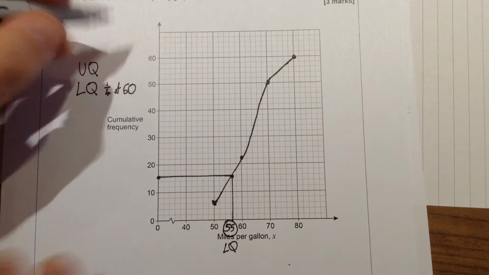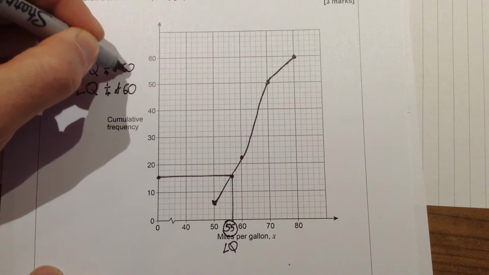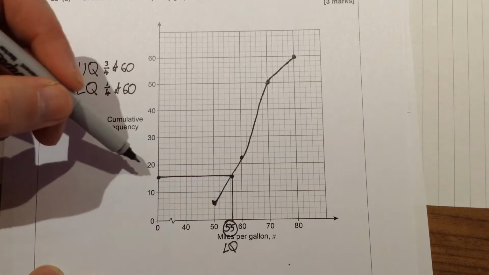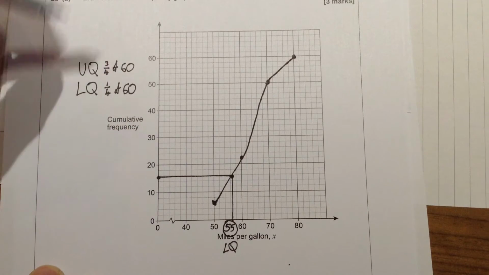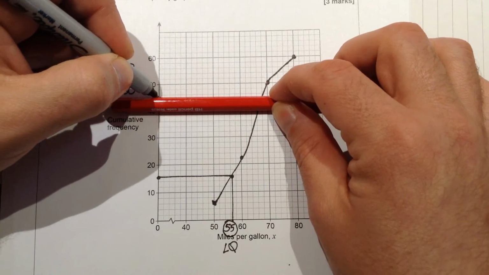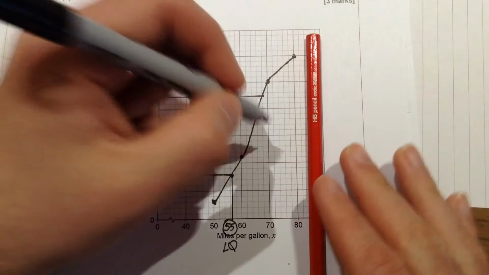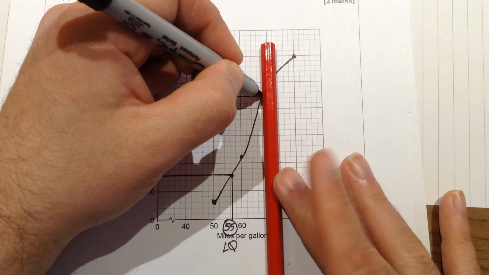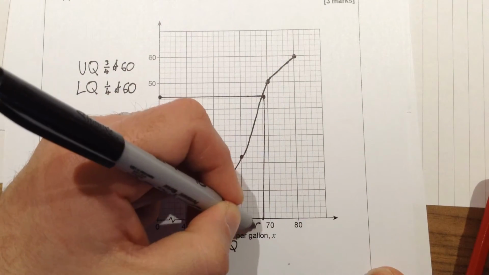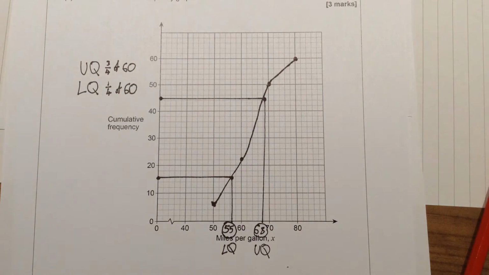And for upper quartile, it's 3/4 of 60. So the upper quartile is 3/4 of the way through the data. Well, if that was 15, 3/4 would have to be 45. So I'd do the same thing, draw a line across from 45 until I hit the curve, and then straight down from that point until I hit the axis at the bottom. So here, this looks like 68 to me, and that would be my upper quartile.